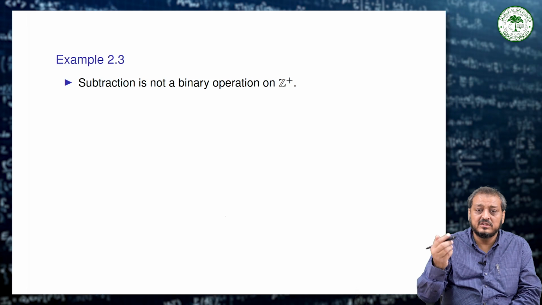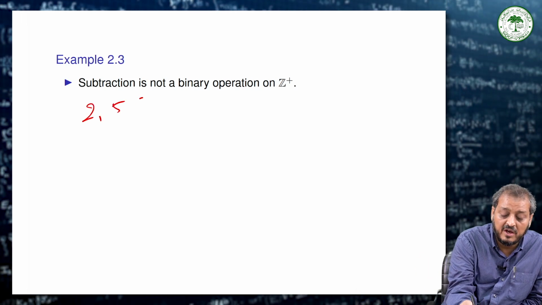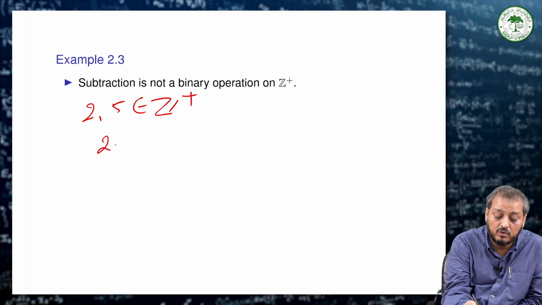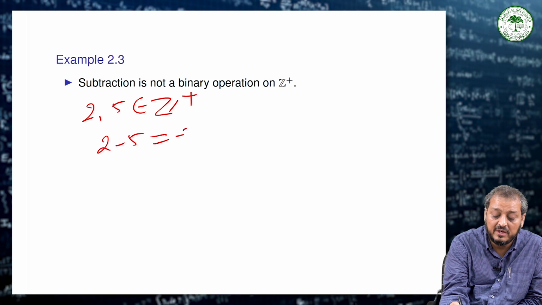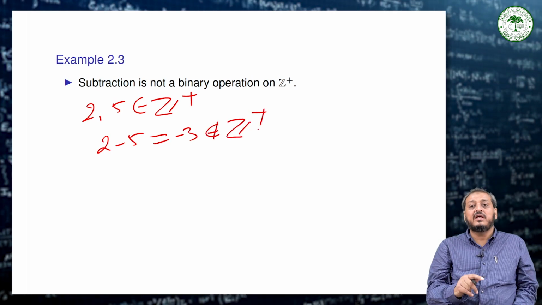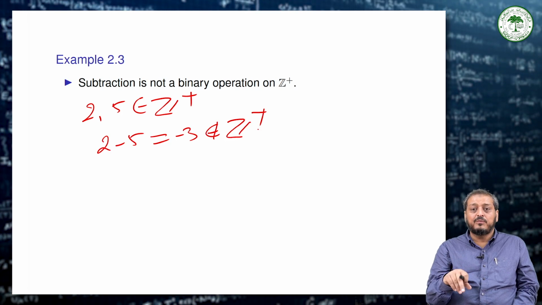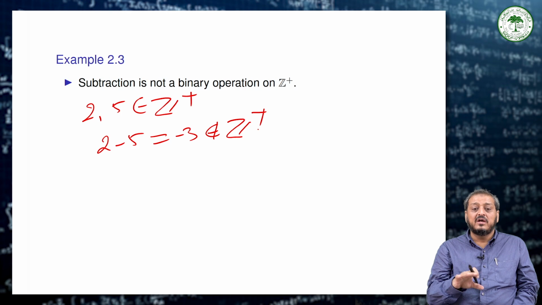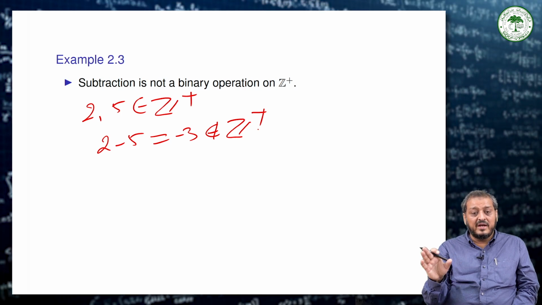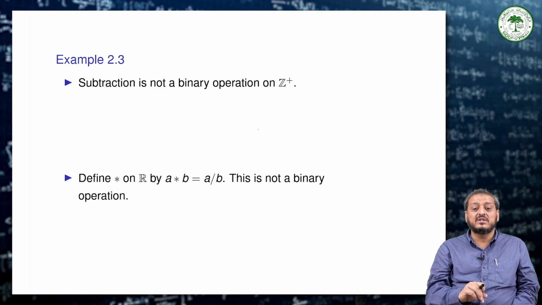Now, for example, if we take 2 and 5 as elements of Z star, the set of positive integers, then 2 minus 5 is equal to minus 3. Minus 3 clearly does not belong to Z star. So in this case we can say that subtraction on the set of positive integers is not closed under this operation, so clearly this is not a binary operation.